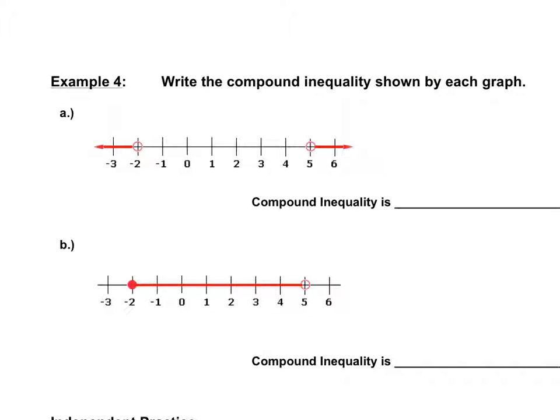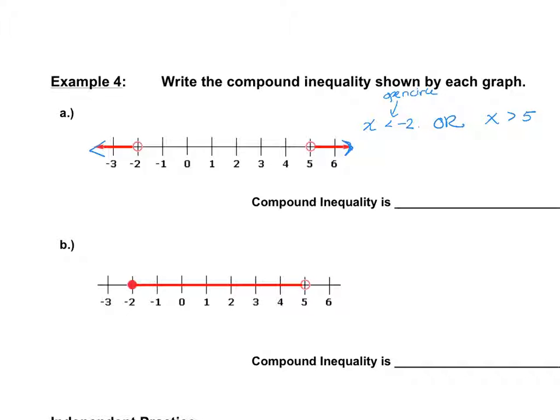Okay, to write a compound inequality for each graph. I know that example A is an or, and I've got x is less than negative 2, open circle, that's why it's just the less than symbol, not equal to, and the arrow was pointing to the left, so that's less than. Then this one, the arrow is pointing to the right, so that's going to be x is greater than, open circle again, so not equal to, 5. So that's my compound inequality.